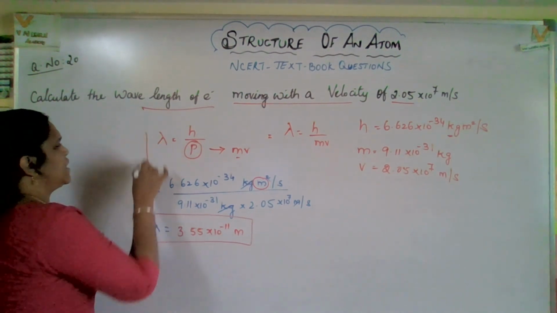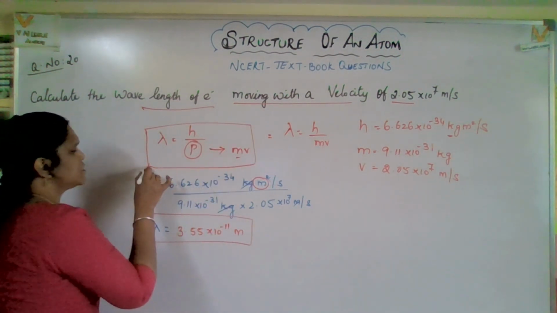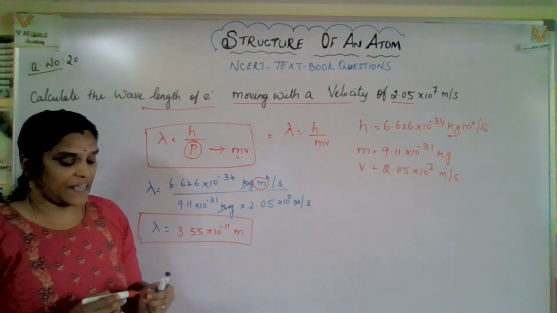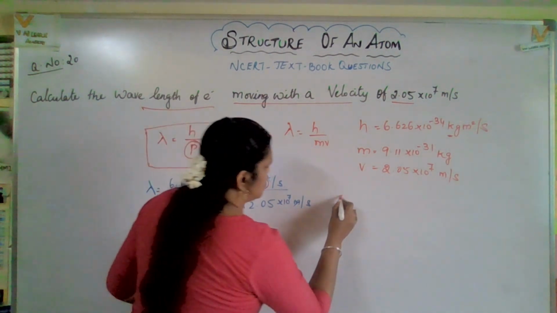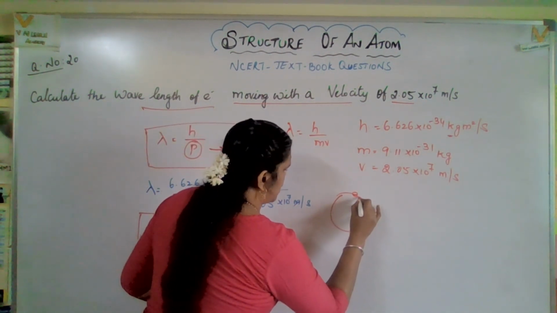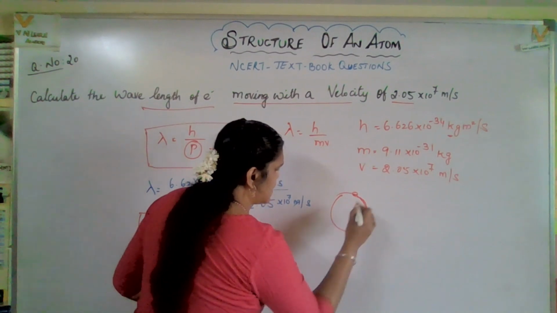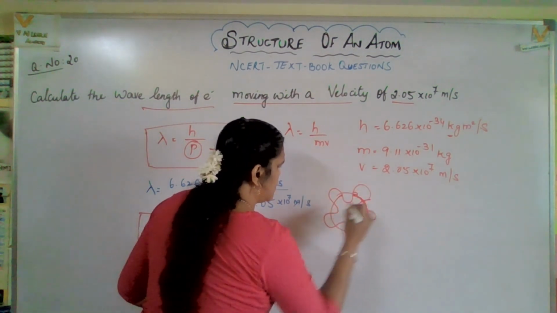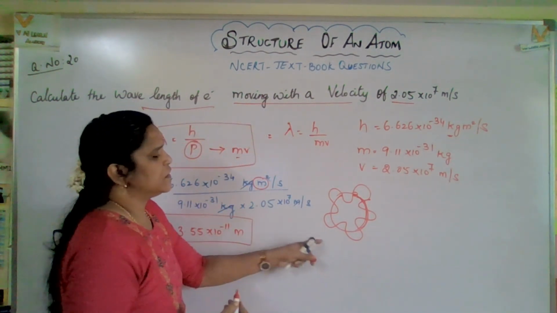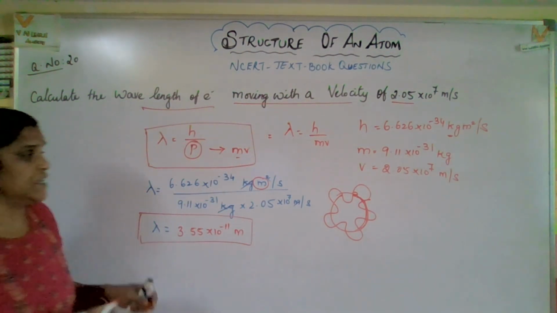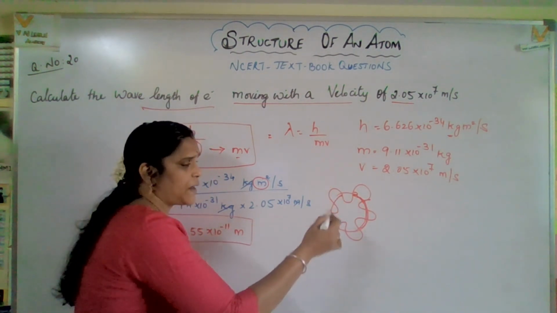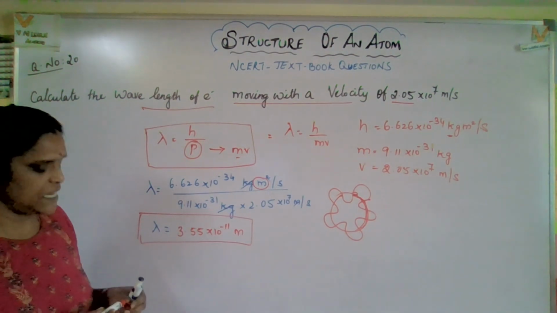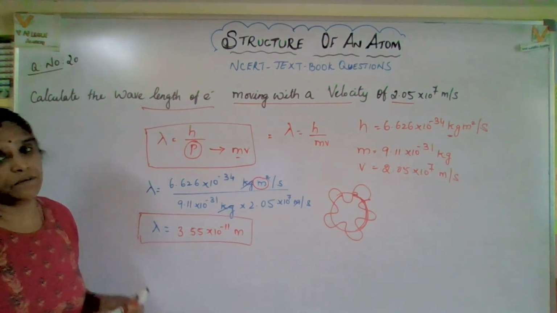Hope you got a clear idea of what formula to use when it says moving with a velocity. Electrons are dual in nature: electrons move as particles, and they also have a wave nature. This is the dual nature. I hope you got an idea. Yes, let us go for another question.